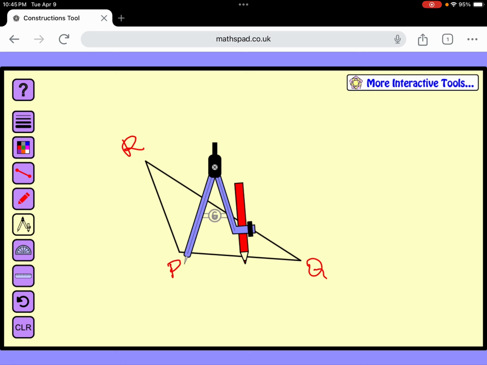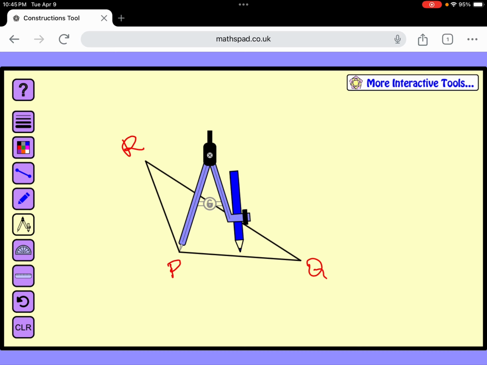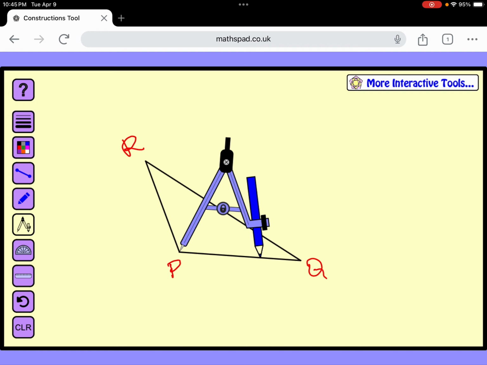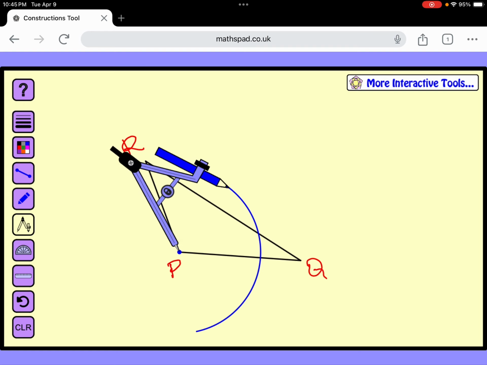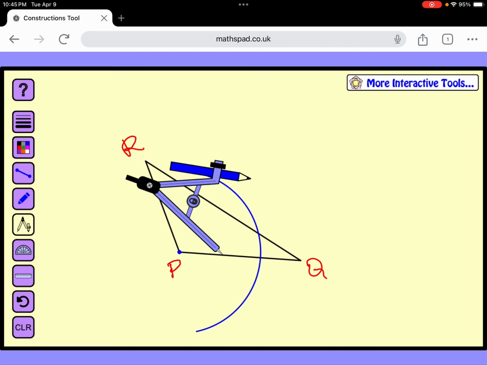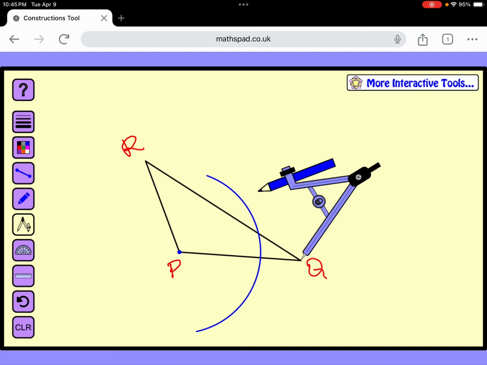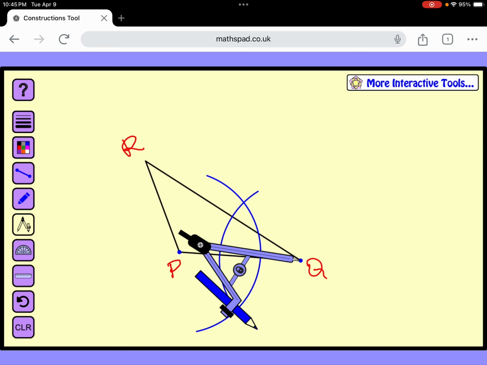All right, so now I'm going to do the perpendicular bisector of side PQ. Again, it doesn't matter which side you do, just pick one. I'm going to make my compass more than halfway, do my two half circle marks, my arcs, and I'm going to draw, I hope, my perpendicular bisector. Lovely.